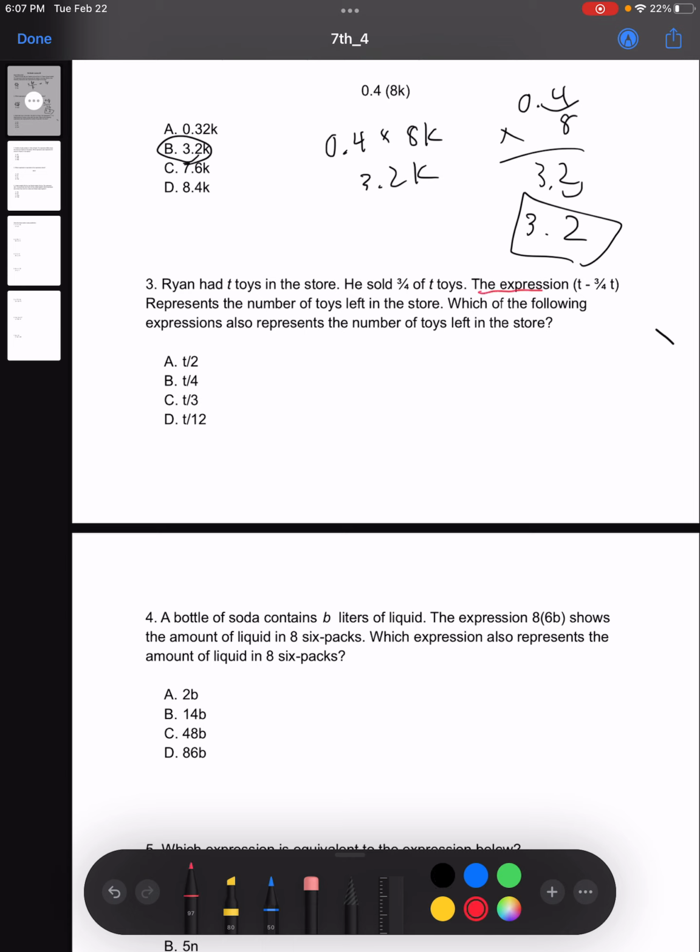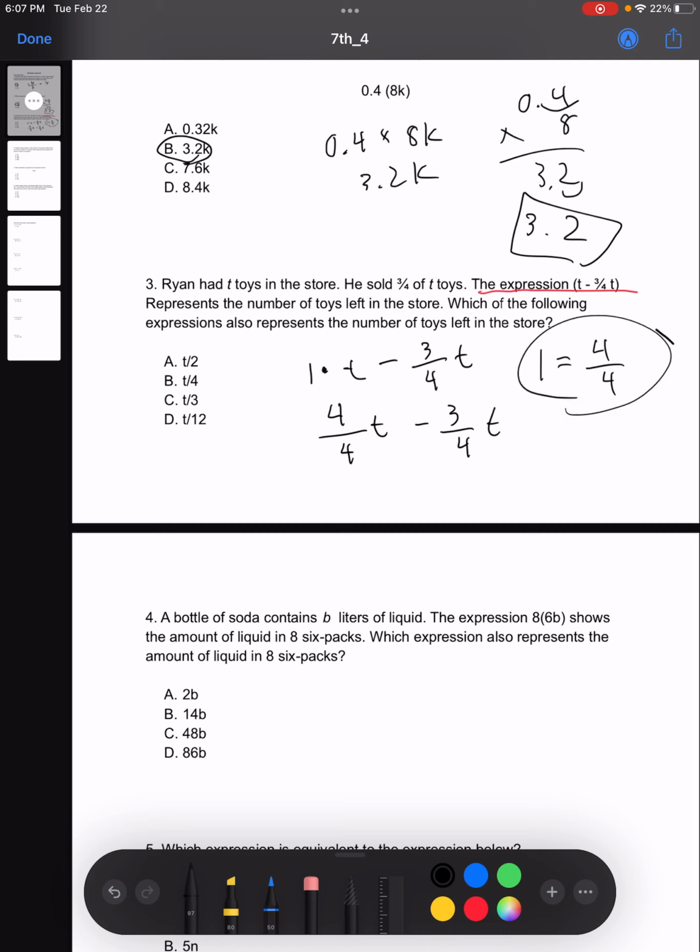Well, in this problem, we have the expression T minus 3 over 4T. One way we can rewrite this to make it a little bit easier to solve is that it's really 4 over 4t minus 3 over 4t. Remember that there is a 1 we can multiply into the t by itself, and it would still mean the same thing. And we could rewrite 1 as 4 over 4. These are both the same thing.